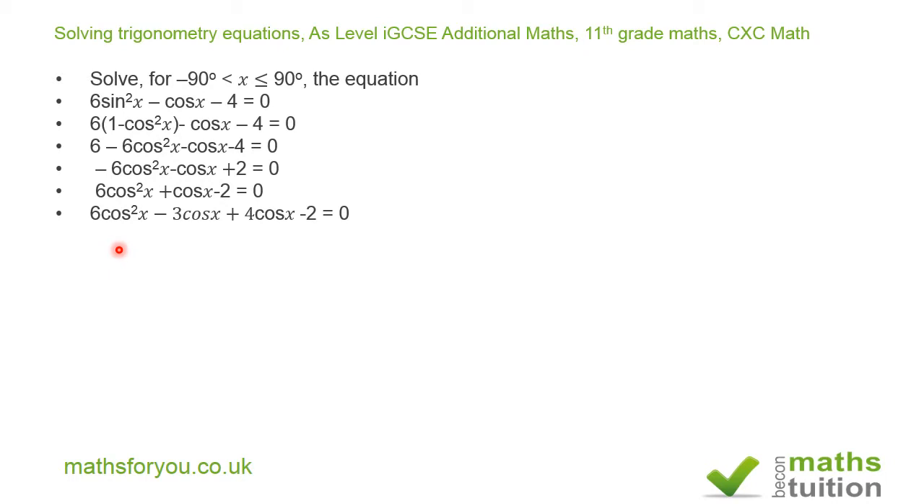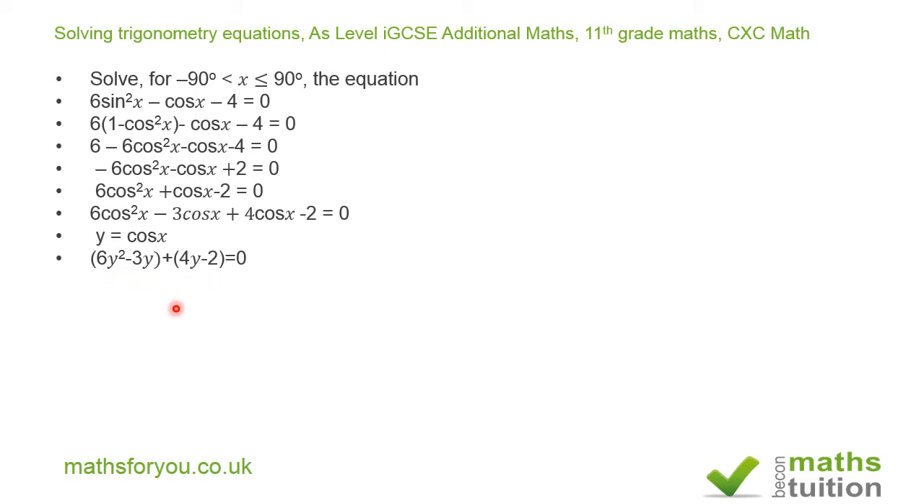Now, at this stage, you might have guessed that you're getting fed up with saying cos x all the time. So instead, I'm going to say let y is equal to cos x. So if that's the case, then this becomes 6y squared minus 3y plus 4y minus 2. Note here I've grouped. That's one group. That's the next group here.